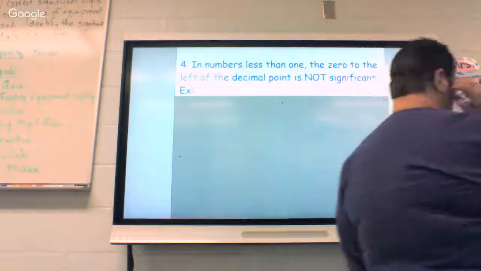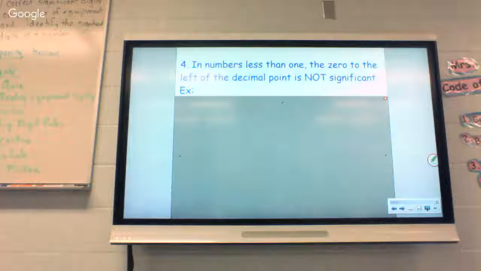Number 4. In numbers less than 1. Okay, now we're going to do some 0.0. In numbers less than 1, the 0 to the left of the decimal point is not significant.